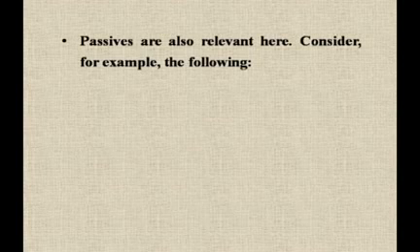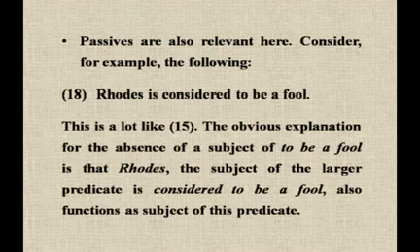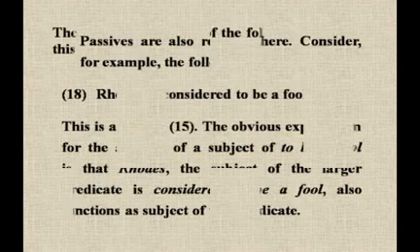Passives are also relevant here. Consider, for example, the following. 18. Rhodes is considered to be a fool. This is a lot like 15. Hobbs seemed to be a fool. The obvious explanation for the absence of the subject of to be a fool is that Rhodes, the subject of the larger predicate is considered to be a fool, also functions as subject of the predicate.